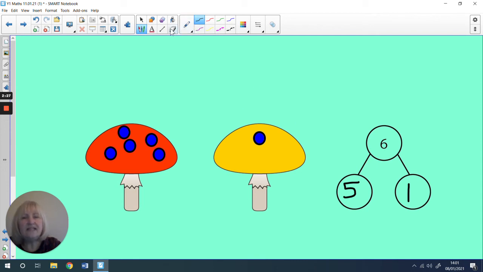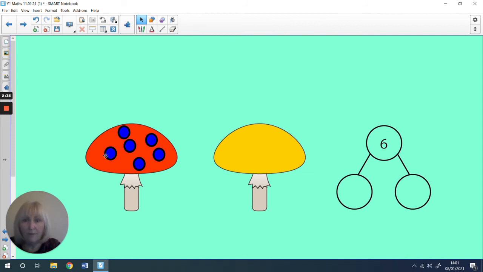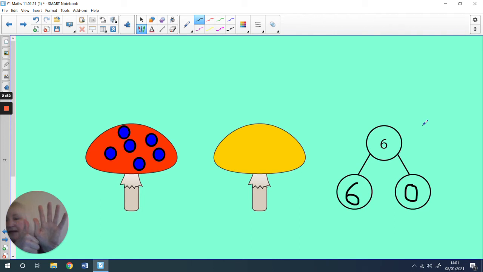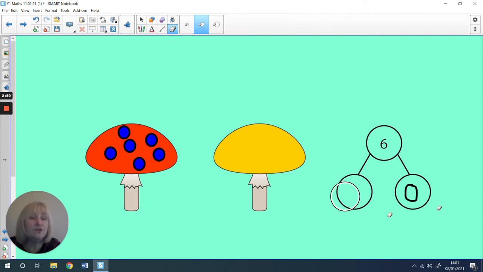Maybe you decided that you wanted all of them on one of them. So let's move this spot over here. So we've got all of them, the whole amount, 6 and 0. And that's still a number bond, isn't it? That's still 1 part with 6, 1 part with 0, 6 plus 0, so 6 add no more is still 6 altogether.